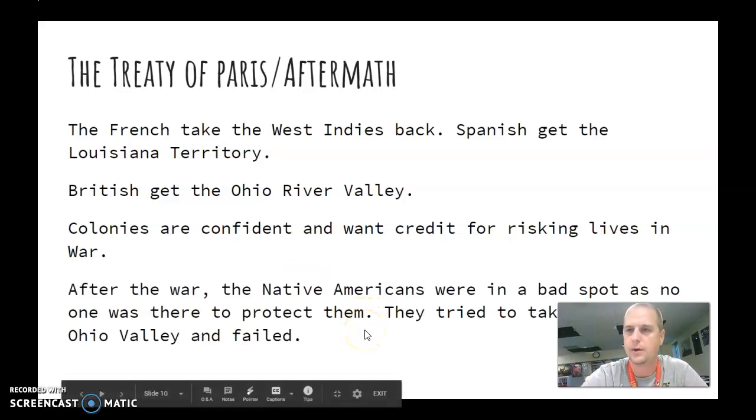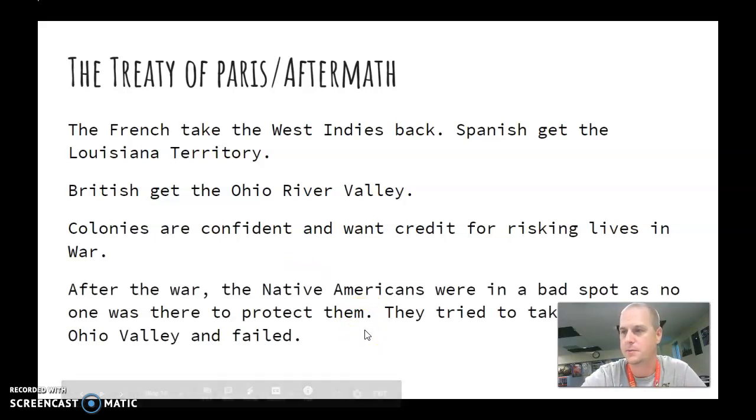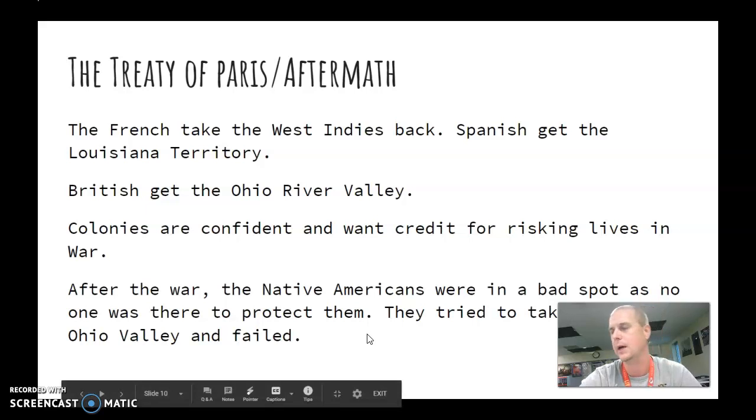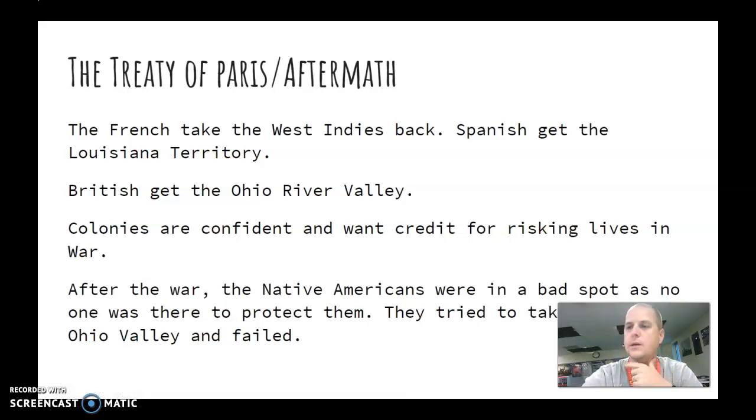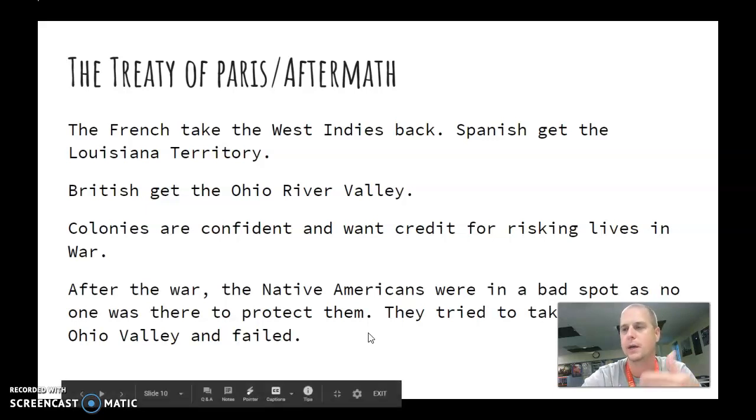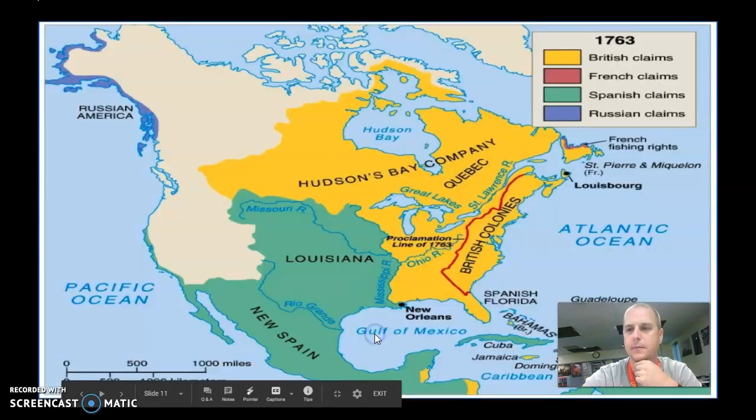So after the war, the Native Americans are the ones in the worst spot. No one's there to protect them. The French leave, and they try to take back the Ohio River Valley in a couple different battles and skirmishes with some leaders, and they fail. And so this is kind of the start of them getting pushed out of the Ohio River Valley.